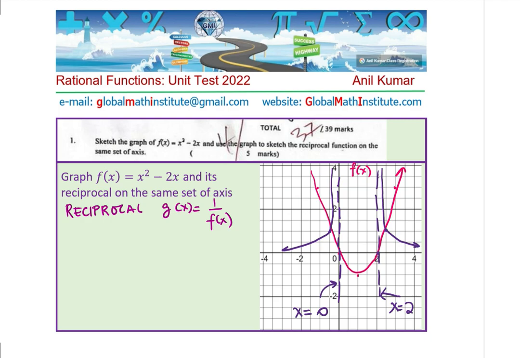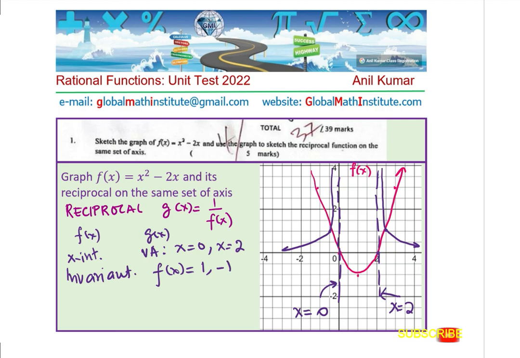So the key points are that on f of x, you have to look for x-intercepts, and on g of x, these will be vertical asymptotes. And we have two of them, one at x equals 0, the other at x equals 2. And then we have invariant points. Invariant points are those where f of x is equal to plus 1 or minus 1. On the other side, we know that the minus 1 is at the vertex, and therefore the function will be like this. Do you see that? So that is how you are going to sketch the reciprocal function.